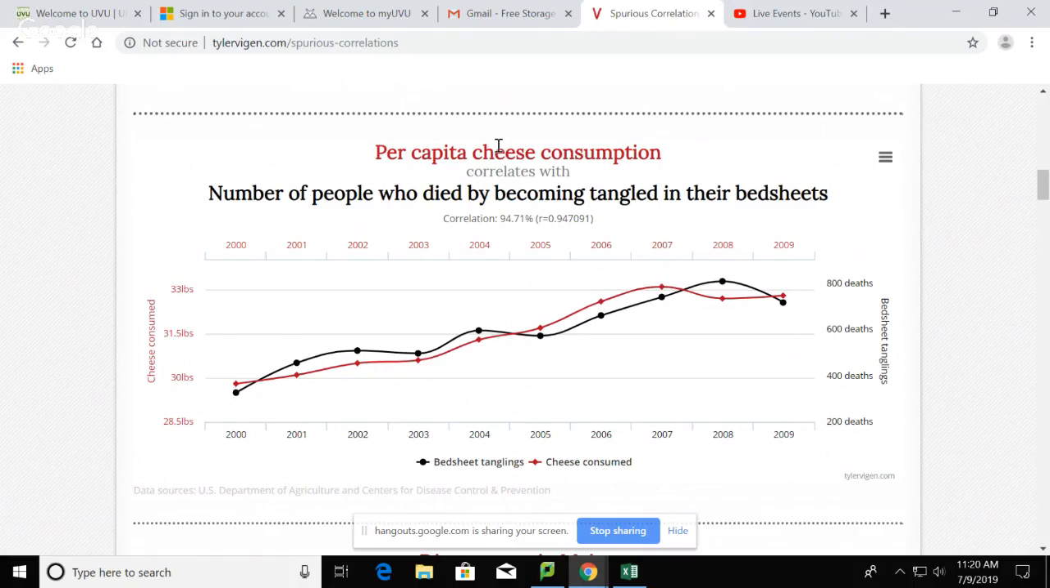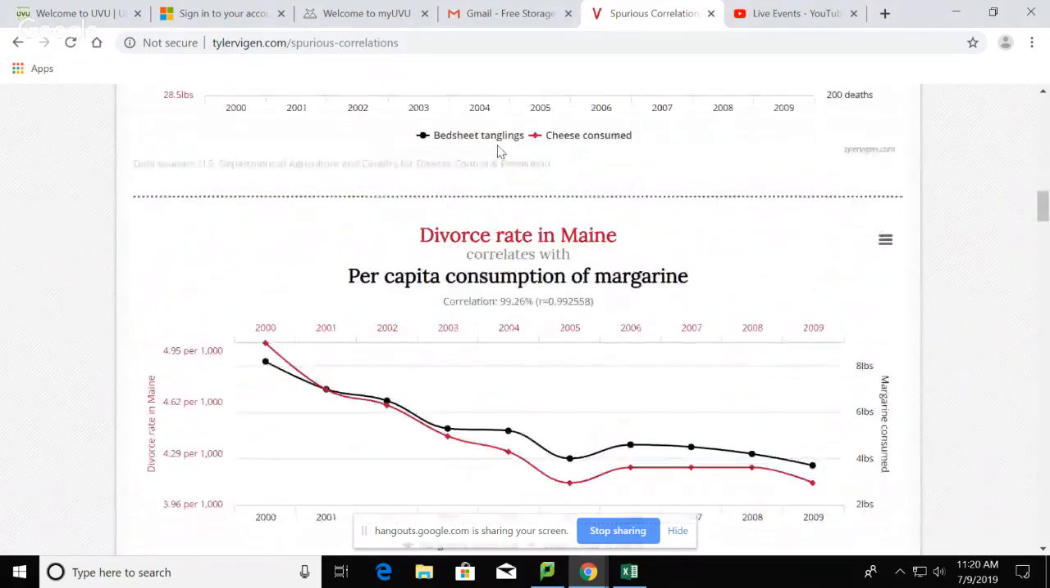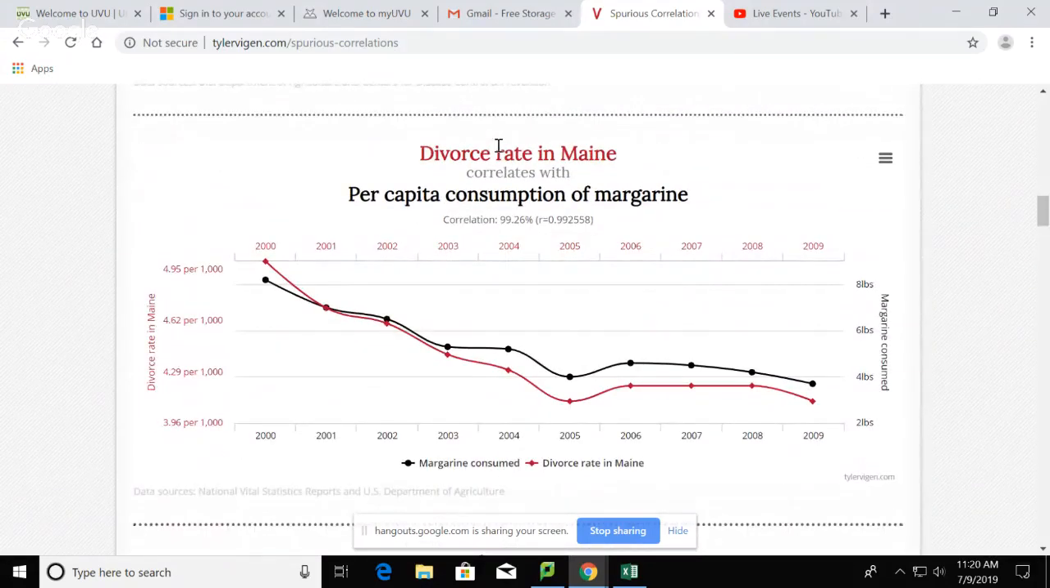Okay, we'll do one more. This is a fun website. Divorce rate in Maine and the per capita consumption of margarine. Well, it's because they're not eating butter. Don't eat margarine or you'll get a divorce. That's why you eat butter, not margarine. It's better. There you go.